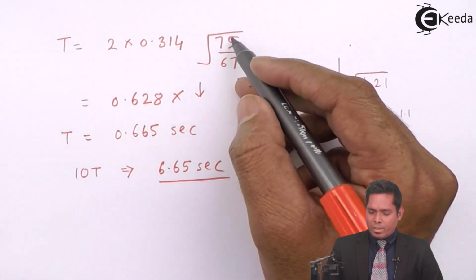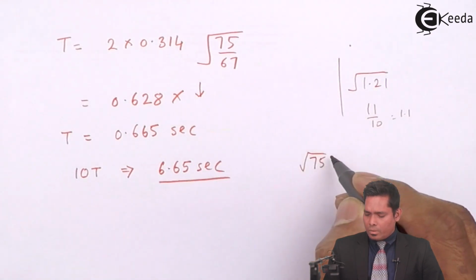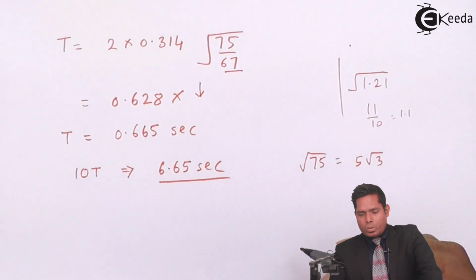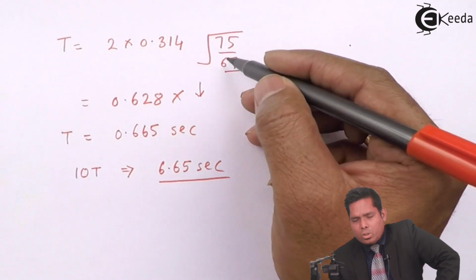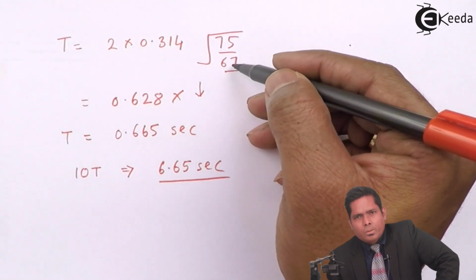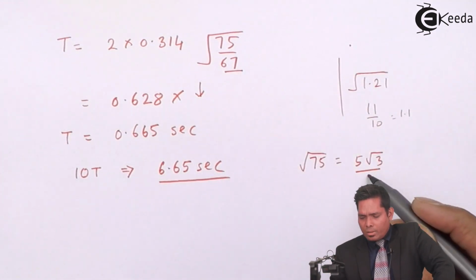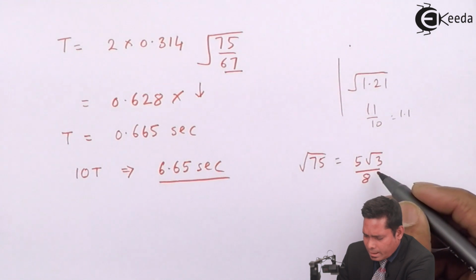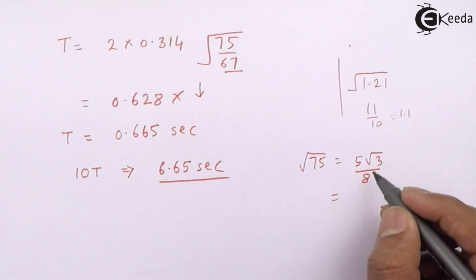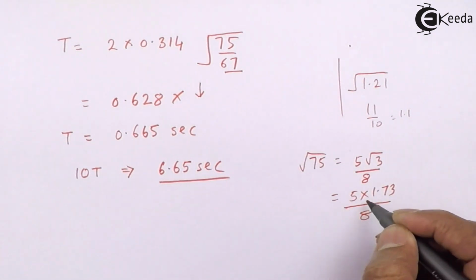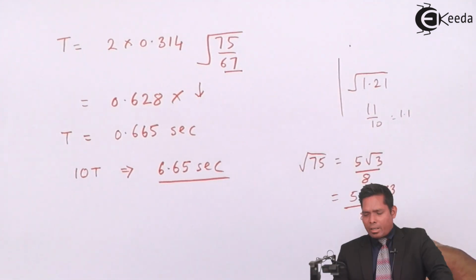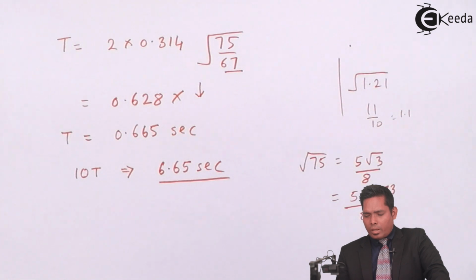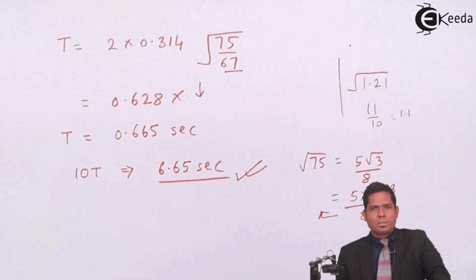You can take the root of 75 as 5 root 3, and for 67, if it is 64, then it's better. If I take approximately 64, then the root is 8. That much approximation is possible. If I take 8 over here, then this is 5 into 1.73 divided by 8. I multiply those two numbers and divide by 8, reach some number, and then multiply with this 0.628. So you solve that at home, but this is the answer to this question. Okay, thank you.